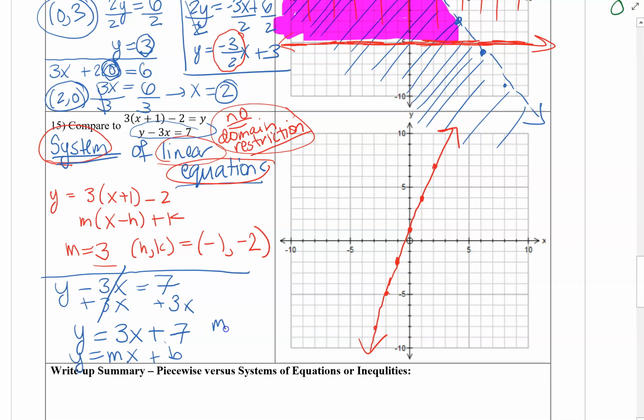So I can see that my slope is going to be 3 just based on the fact that that's in front of x, and my y-intercept is going to be 7 just based on the fact that that's the number being added to 3x. So then I can graph the y-intercept of 7.